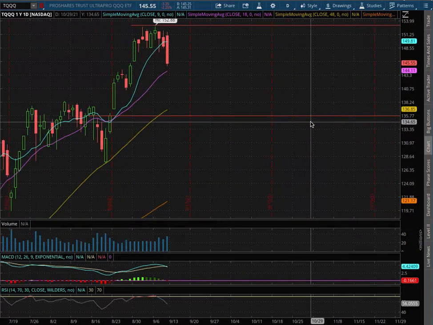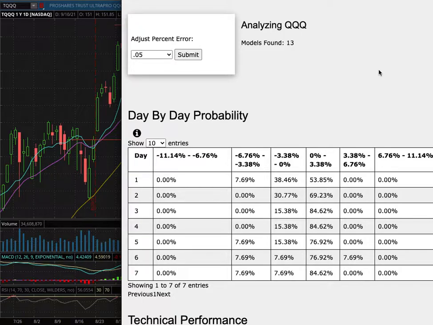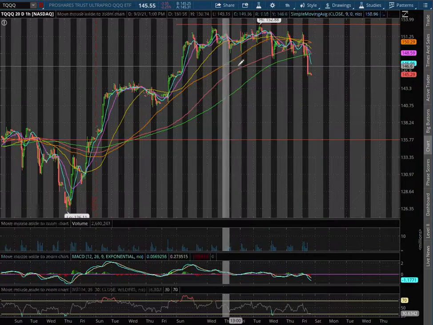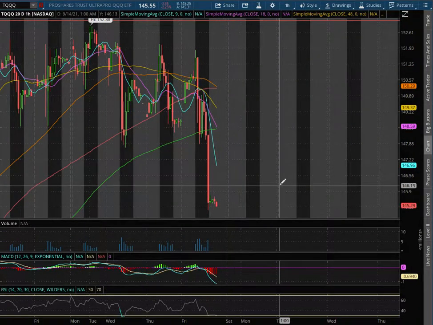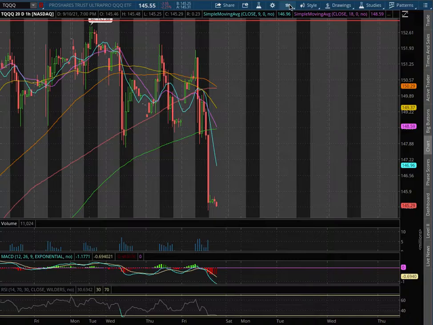TQQQ and SQQQ. In this video, I'll be going over my trade idea of the week and the day-by-day probability model. So let's start off with the technical analysis on the 1-hour chart for TQQQ. We are in negative MACD. We're approaching oversold levels with the RSI. We have broken below the 200 moving average, this green line, currently at a price of $148.50.